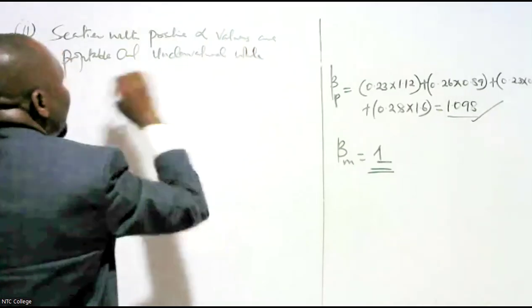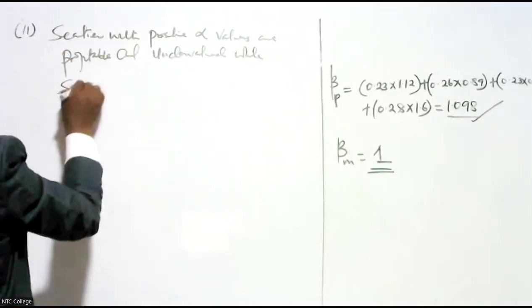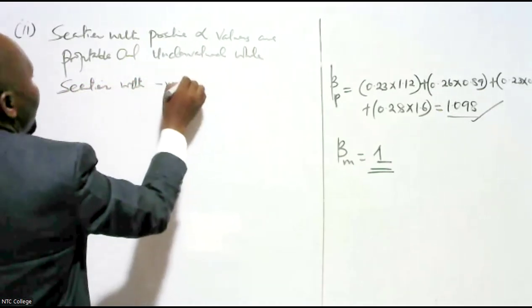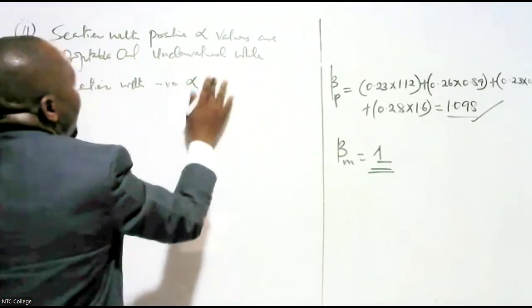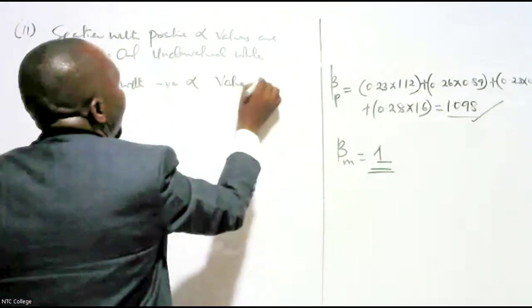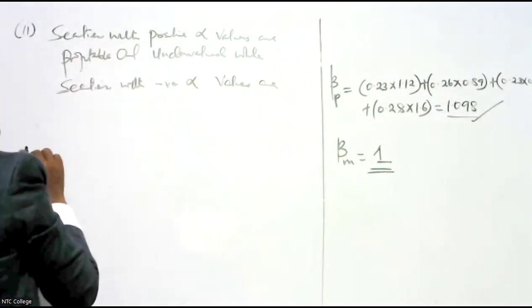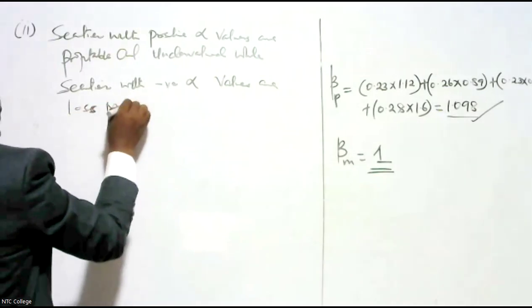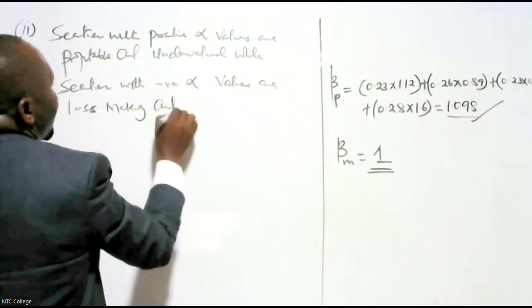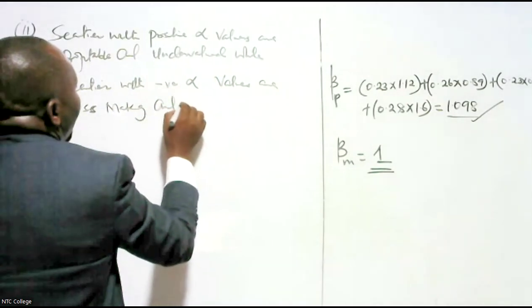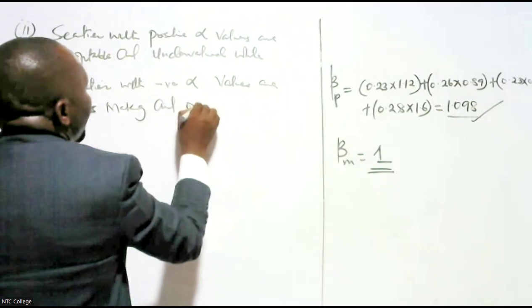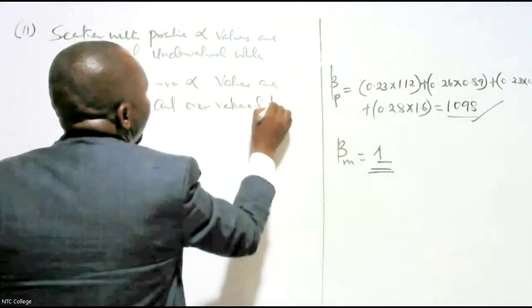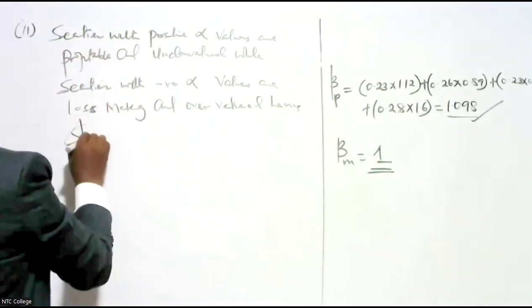While securities with negative alpha values are loss-making and overvalued. Overvalued are making losses, overvalued. Hence, should be replaced.